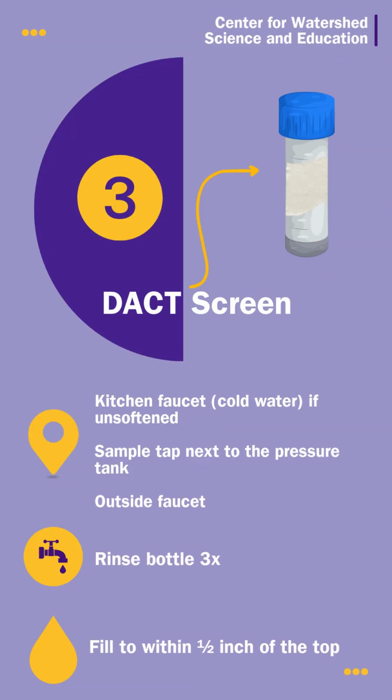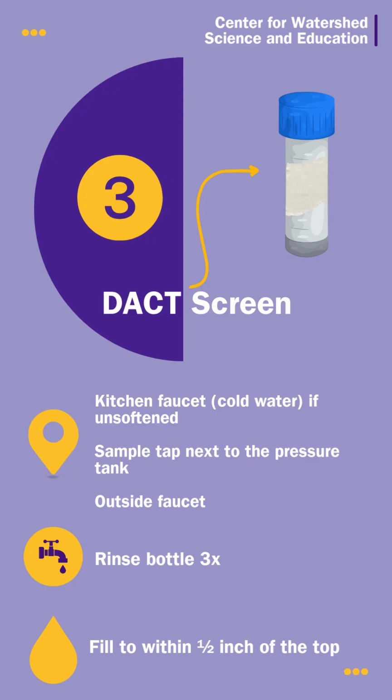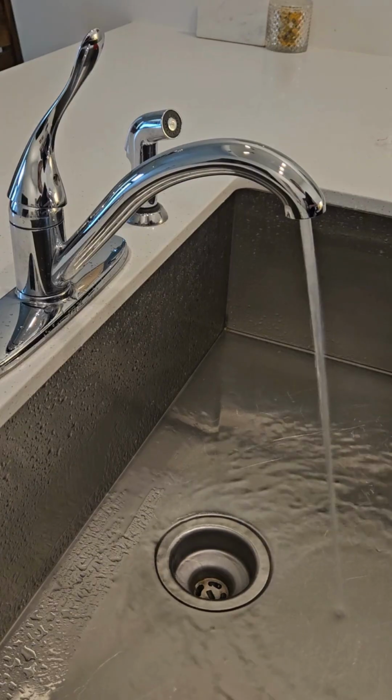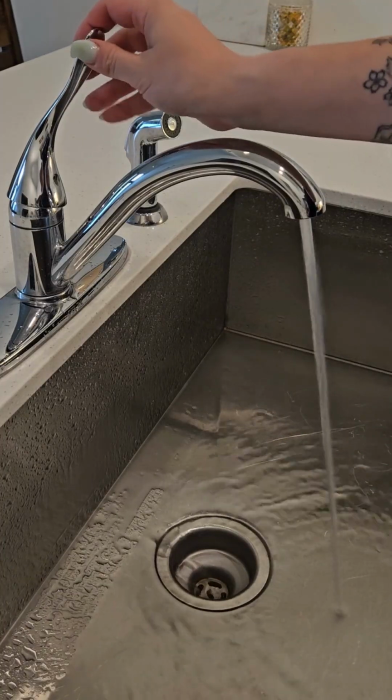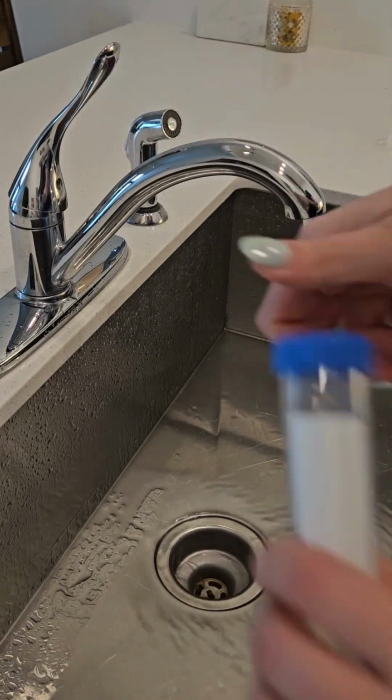If you chose to sample for the DACT screen, you may use the same faucet that was used to collect the samples for the homeowner's package. The DACT sample bottle is cylindrical in shape with a blue or purple cap that does not have any tape around it. Like the homeowner's package, collect this sample from an untreated faucet. When collecting the DACT sample, make sure that the untreated cold water faucet has been running for at least 5 minutes.